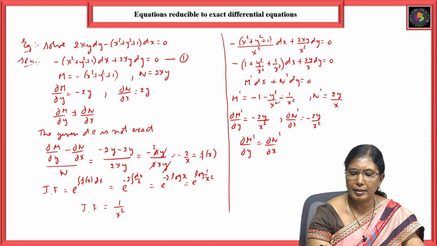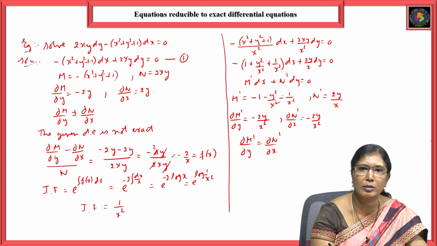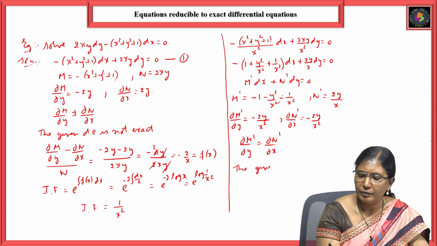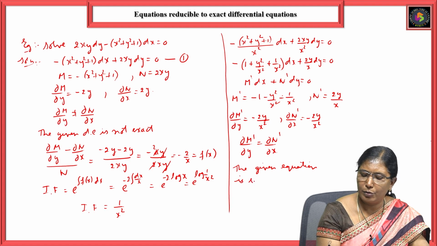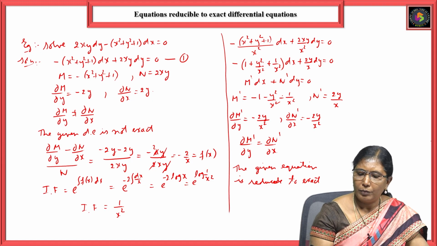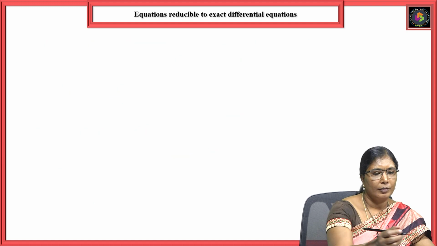So now you have seen that ∂M'/∂y is equal to ∂N'/∂x. Why is it reduced to exact? Because it is multiplied by the integrating factor. So the given equation is reduced to exact. So now we have to find the solution.